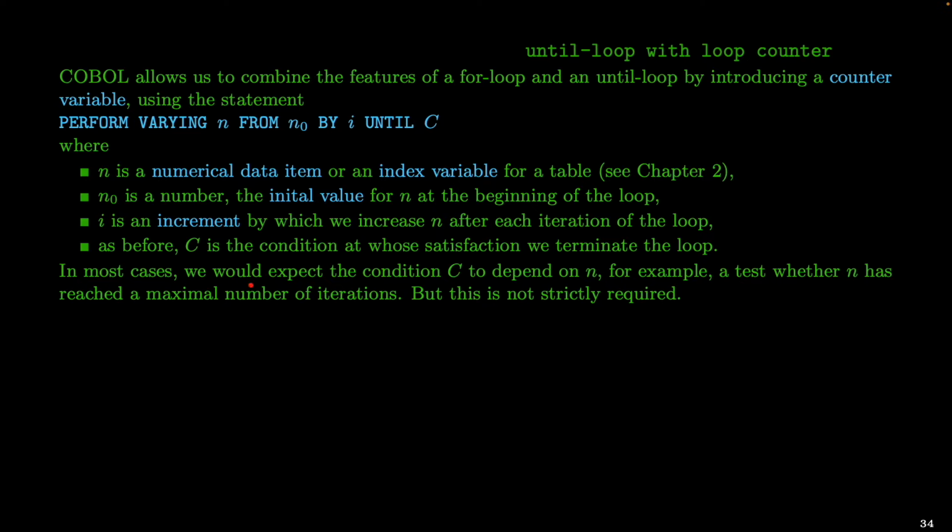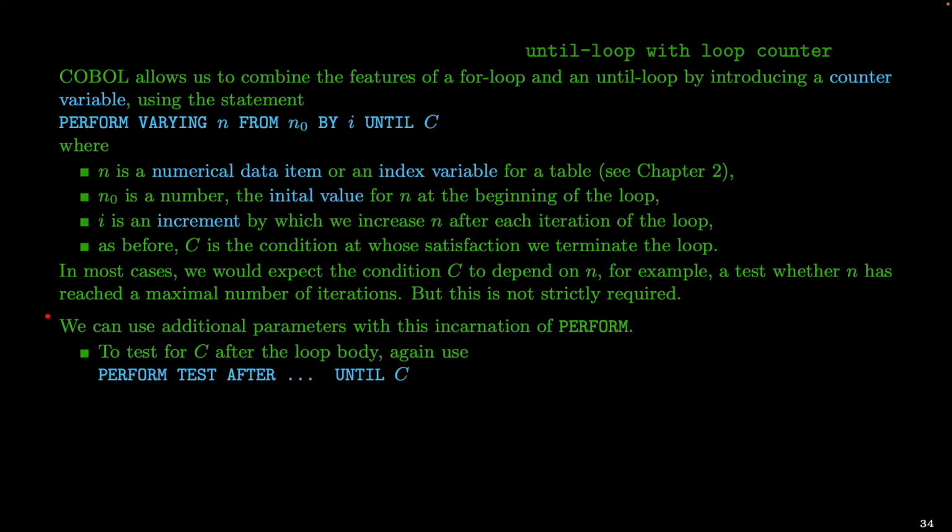Now, usually you would expect that the termination condition is in some way related to this counting variable, so that after reaching a certain number for the counter or some number depending on the counter, we terminate the loop. But this is not strictly required. So this n here could be completely unrelated to c. And we can use additional parameters with this version of perform. Again, we can use test after, just like we did before, to test the condition c after the loop body, not before.